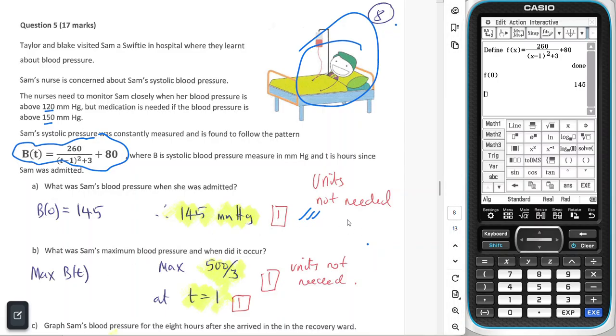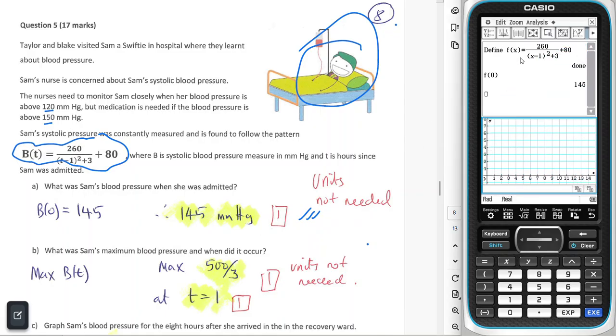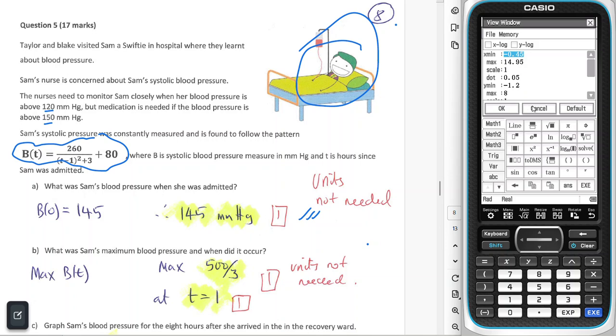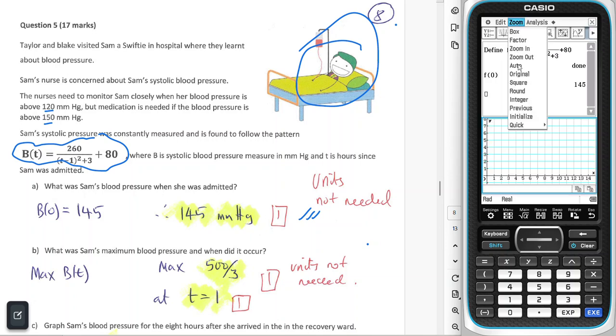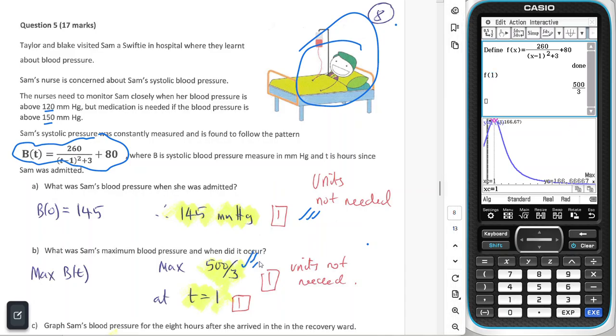What is the maximum blood pressure and when did it occur? Okay, so let's have a little look at the graph. And I'm doing f of x. I replaced t with x so that I could actually draw it. And I'm going to go zoom auto. Whoops, cancel that. Zoom auto, and that will automatically change the y values to match the x values. And it looks as if I've got a maximum turning point there of G-solve maximum, and the maximum is that value at time 1. So f of 1 is going to equal 500 on 3. 500 on 3, it didn't say decimals anywhere, and at time 1.